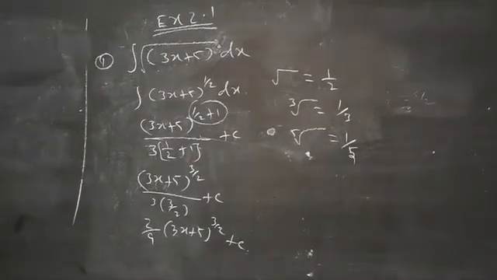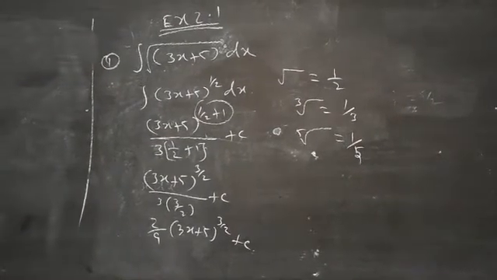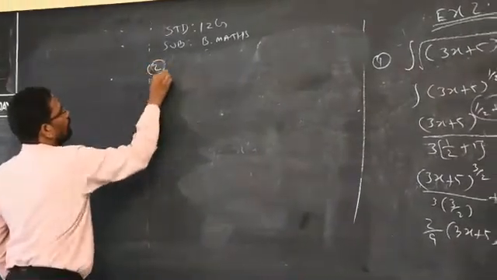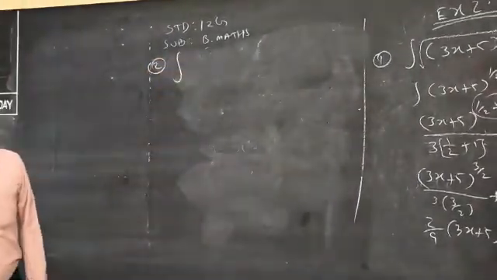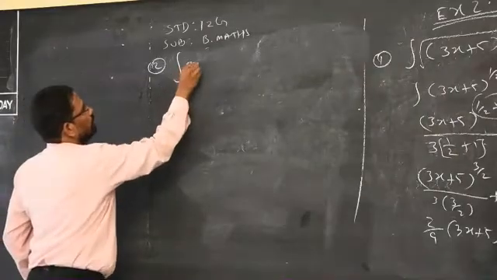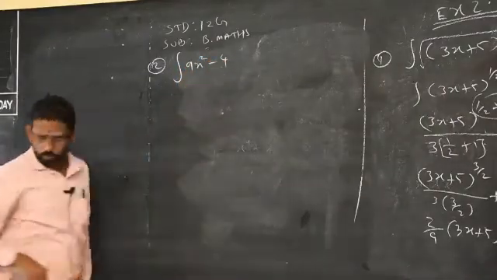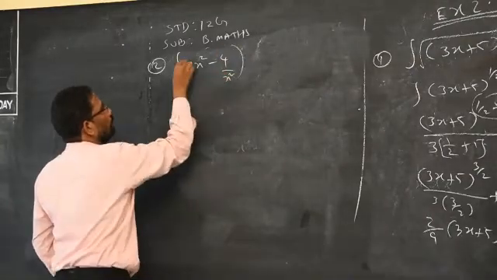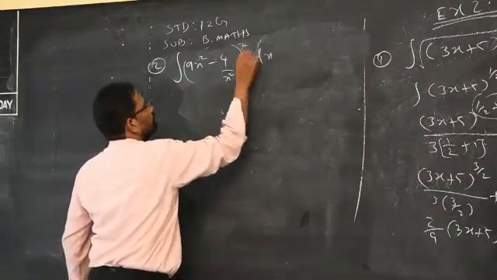Very simple. If it is a similar model, I will give it as homework, otherwise I will teach. Sum number 2, integrate the function (9x square minus 4 by x square) the whole square into dx.